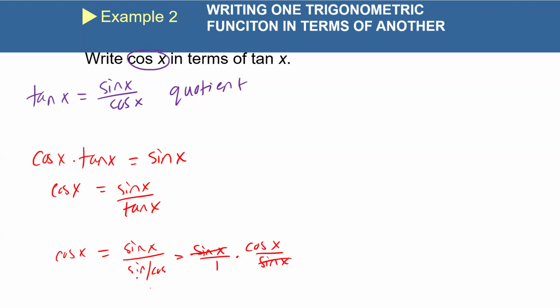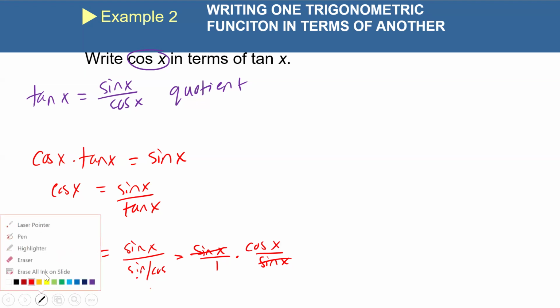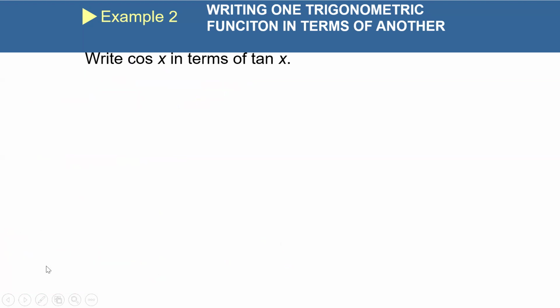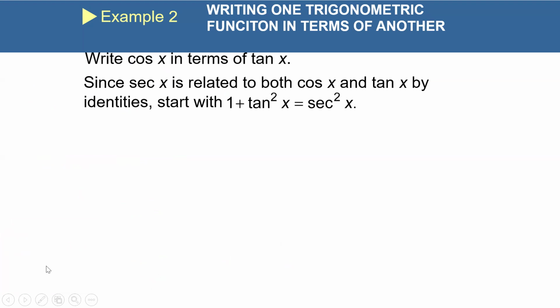I want to show you that sometimes you think it's the easiest way of doing it, and I want you to be aware of possible mistakes that you may make. Okay, now, this is where we're going to use our Pythagorean identity. We're going to be using this guy: 1 plus tan squared x equals secant squared x.